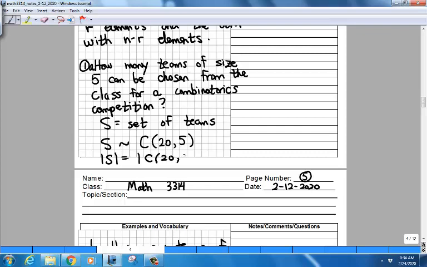Right, that is the so-called binomial coefficient. So that would be 20 factorial, right? Divided by, what's the size of your team? 5 factorial, right? And then, how many people are not on the team? 15 factorial.